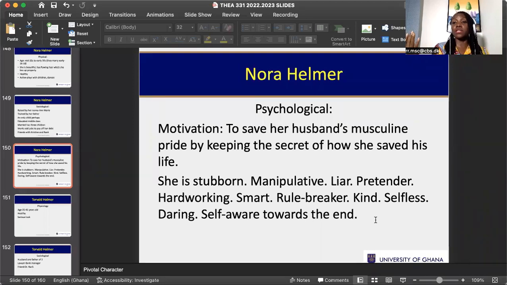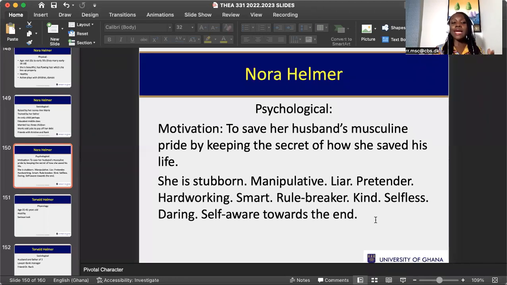See how she got her husband to get her friend a job, because the friend has come back to town. She's a kind person. She's selfless, because she has sacrificed herself for her husband. All this while, look at all the things she's been going through just to save her husband's ego. First, to save his life, and then to save his ego.